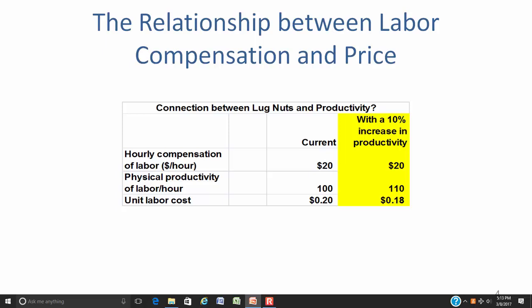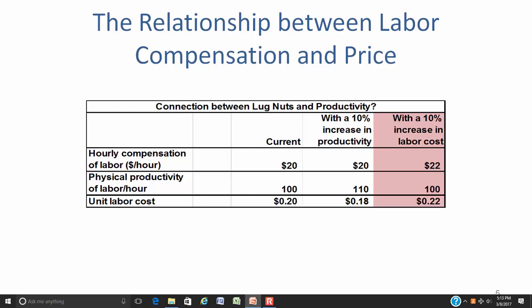In the next column over, we see an increase in the productivity. The labor cost remains the same at $20 per hour, but physical product increases to 110 in that 1 hour time frame. So this increase in productivity of labor results in a unit labor cost of 18 cents per lug nut. The question is, who receives the productivity reward? Does it go to the consumer in the form of lower prices? Does it go to the owners of the productive resource mix, labor, capital, entrepreneurship, or land?